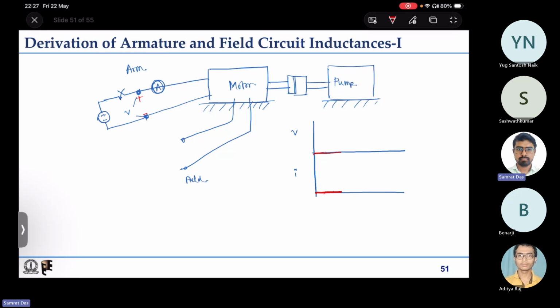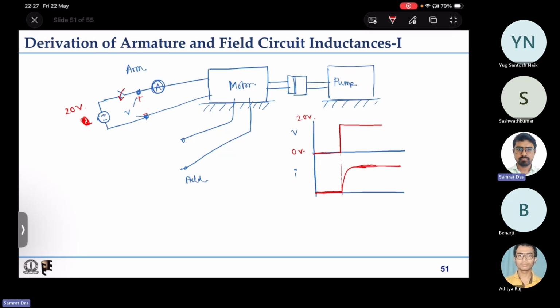Now we suddenly close this switch. As soon as we close it, there will be a step change in the voltage, say using some values, a 20 volt supply. There will be a step jump in voltage from 0 volt to 20 volt. Accordingly, what will happen in the current is that the current will not rise instantaneously, but it will rise and settle down like this.